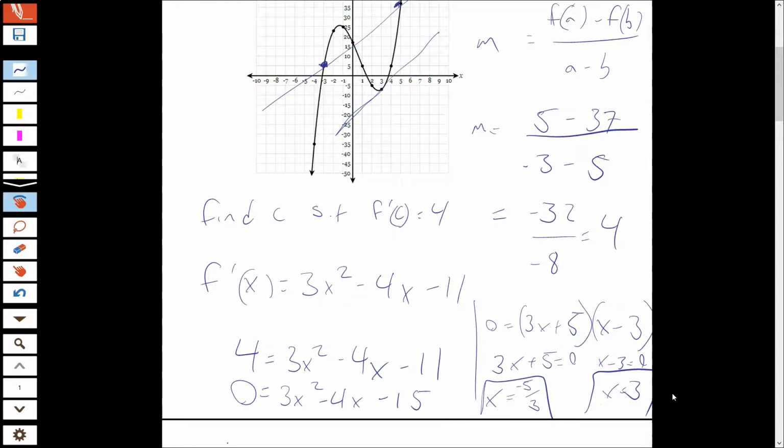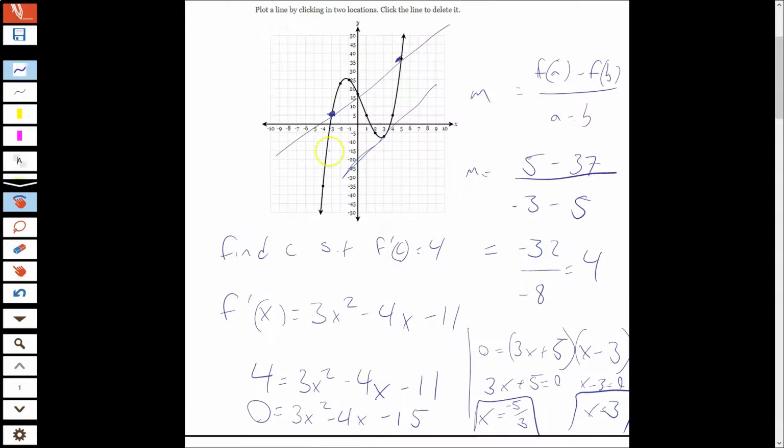All right. So steps here: find the slope of the secant line and work precisely when you do that. So check, don't just estimate based on the graph. Set that slope equal to the derivative and then solve for the x's that make that equation true. We'll do one more.